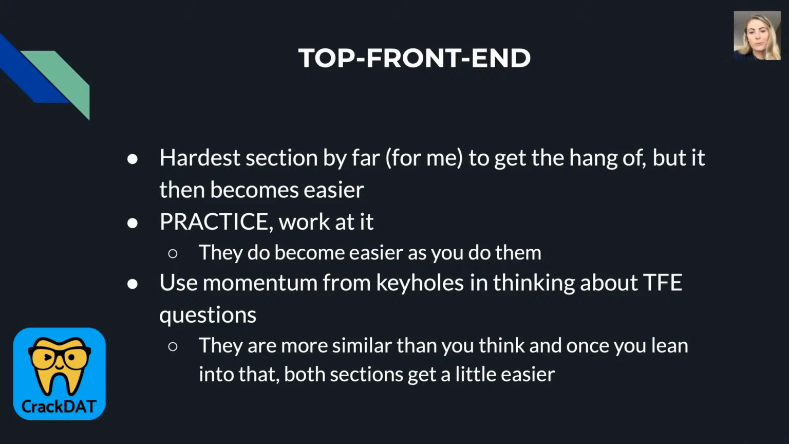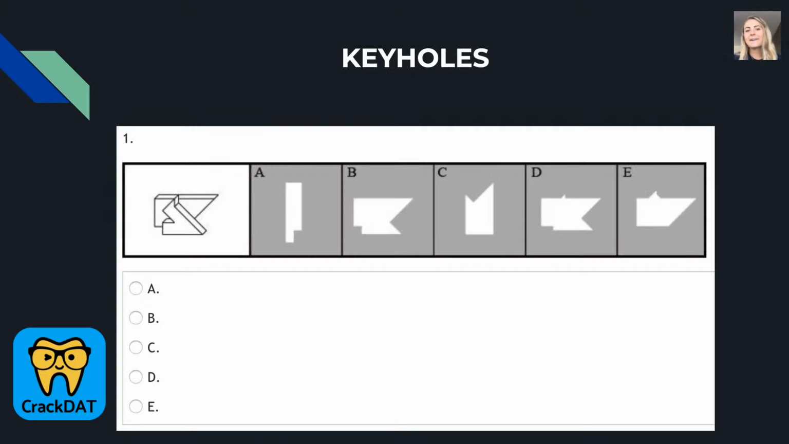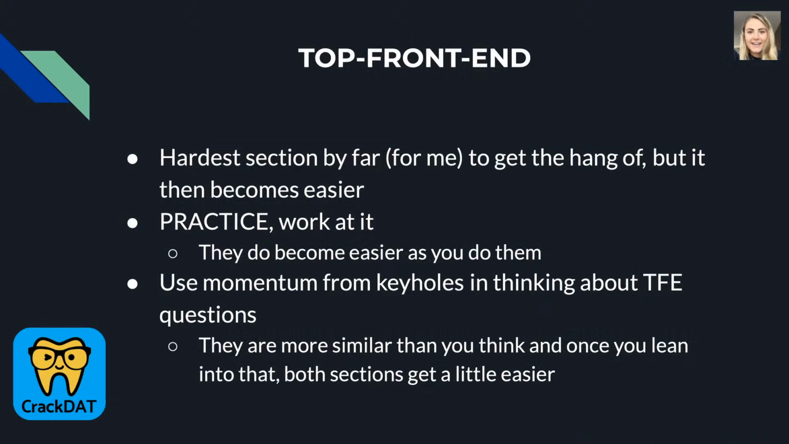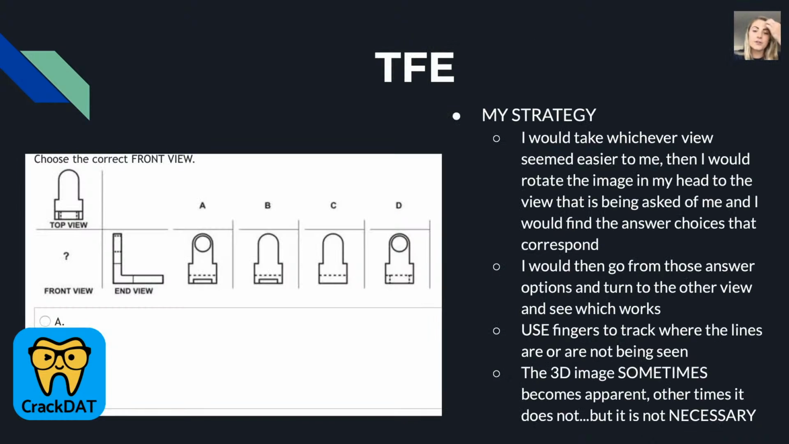And then once you do that, this one becomes easier too, because in this one you're seeing the 3D shape and choosing what the 2D shape is. In the other one, you're seeing the 2D shape and you have to imagine the 3D shape, but also take into account only the 2D shape. So what my strategy was for this is I would take whichever view seemed easier to me. So for this one, for example, let's say, hold on.